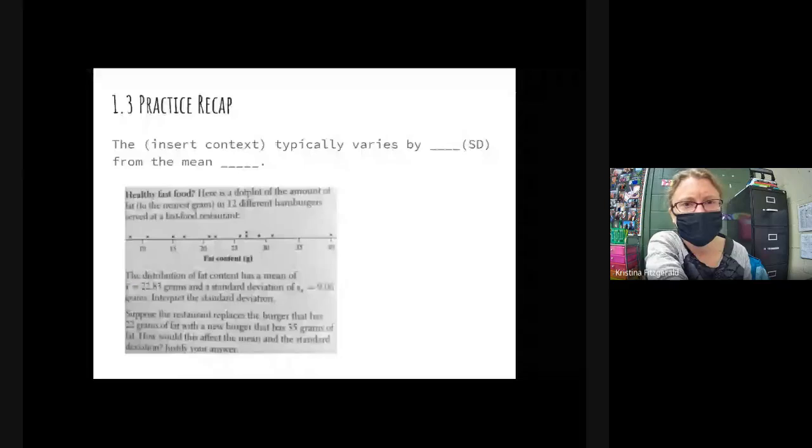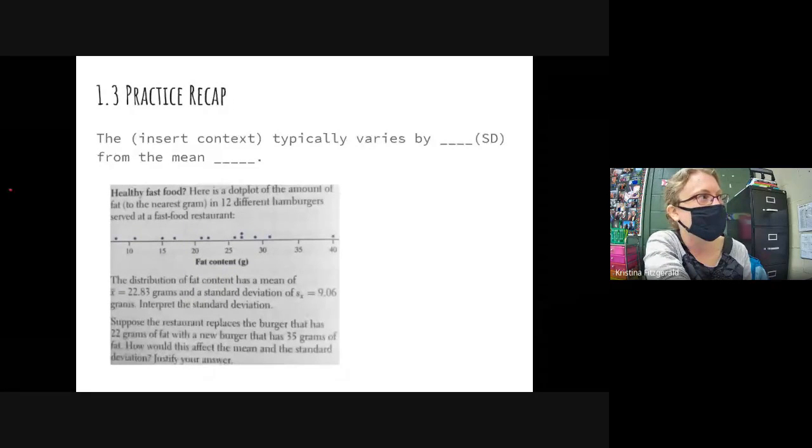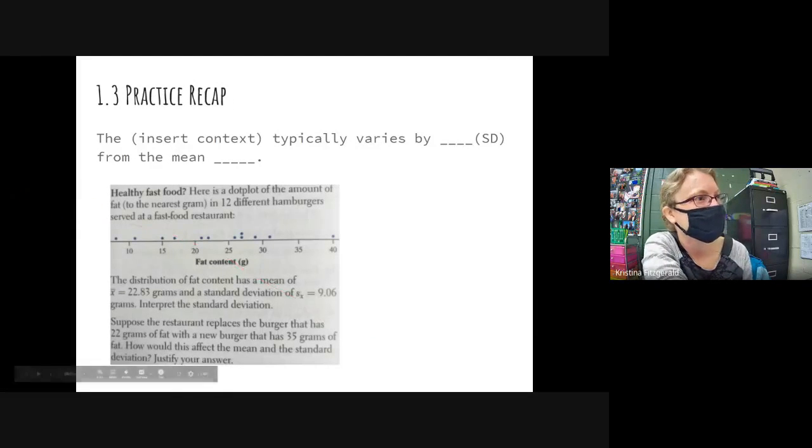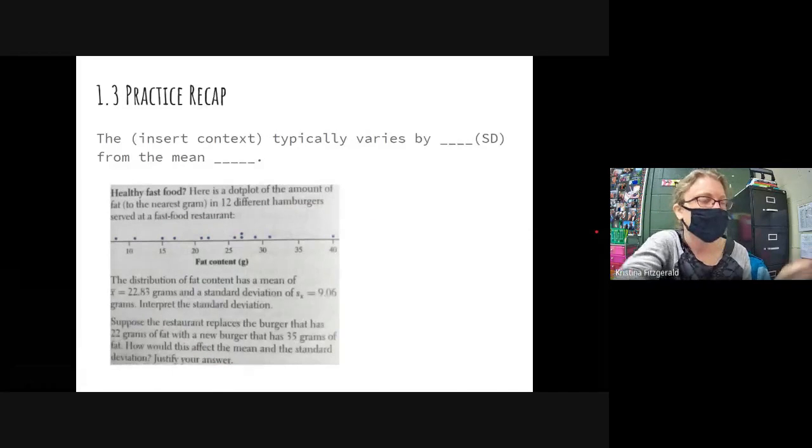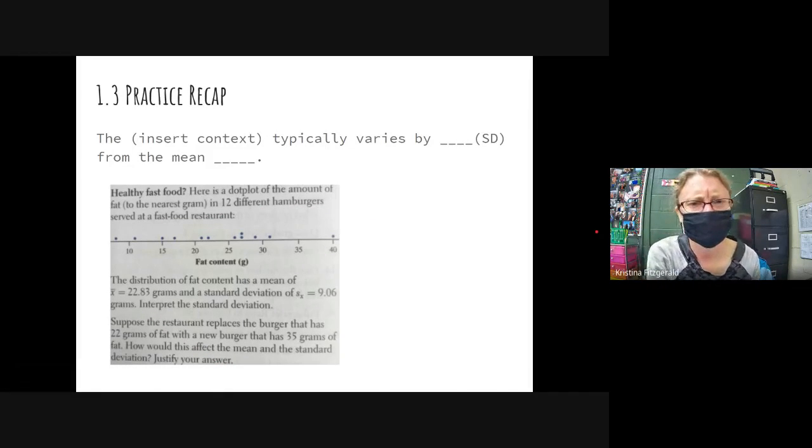One thing we talked about was interpreting standard deviation. And this sentence on the screen right now is... Here we go. Okay, so this sentence is how you want to interpret standard deviation. So it's how much the data varies from the mean. So how spread out it is.